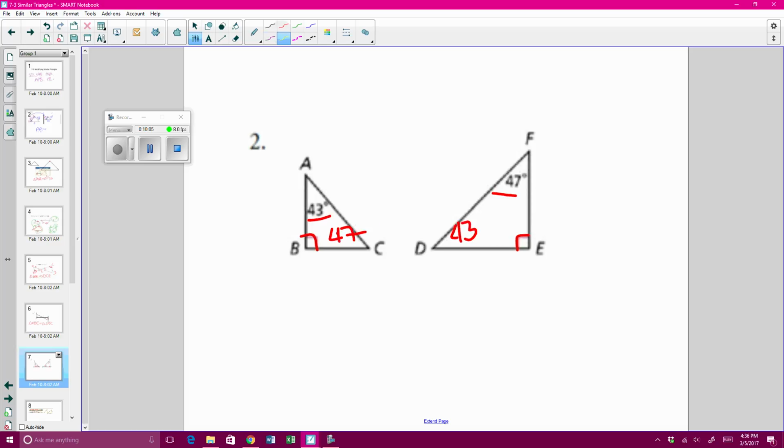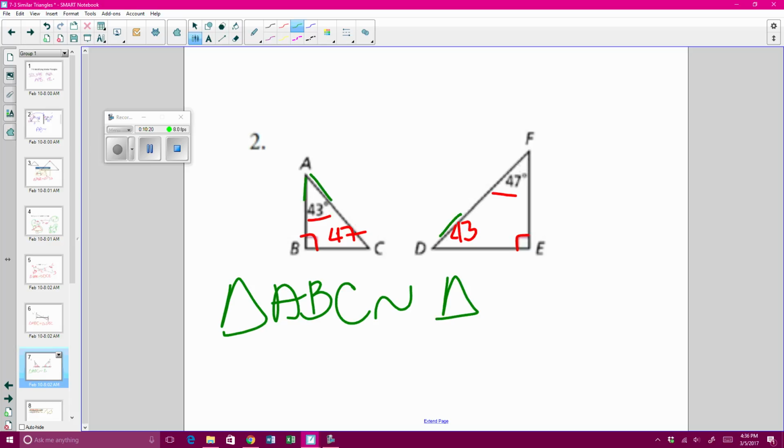So if we wanted to write our similarity statement, do not look at the pictures themselves, but actually look at the angle measurements. Let's call this triangle ABC again. And let's say that that is similar, and then let's just match up the angles. So 43 matches with this 43. And 90 obviously matches up with 90. And so you're left with angle F, which makes sense because here's 47 and there's 47.